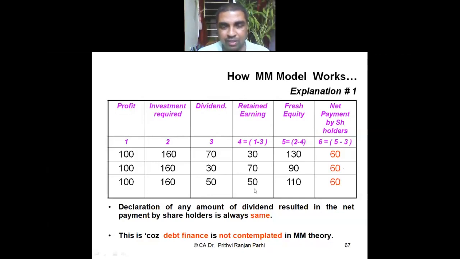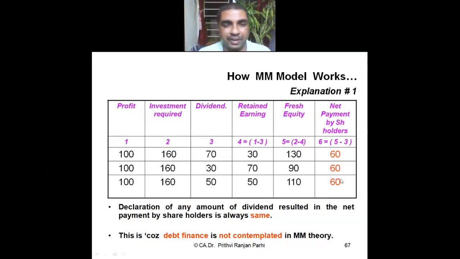How much fresh equity is required? Since I need 160, but I have 50. So how much fresh equity do I need? 110 is required, right? And 110 I have collected. And how much have I paid? 50. So the net effect is 50. How much have I collected? 60.